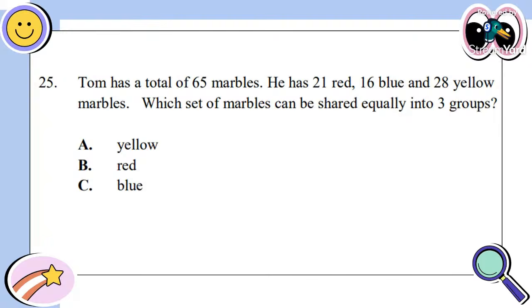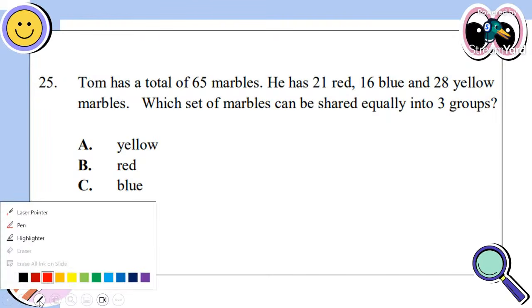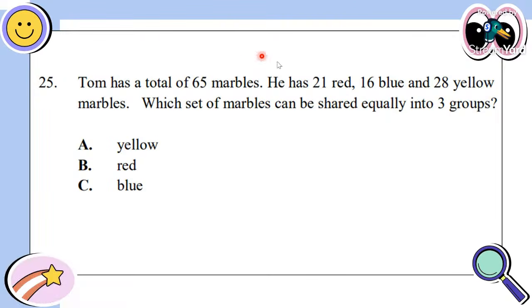Now, this question says, Tom has a total of 65 marbles. He has 21 red, 16 blue, 28 yellow marbles. Which set of marbles can be shared equally into 3 groups? So let us see. Shared equally into 3 groups. Similar to what we just did, we must divide by 3 to see which one can be shared equally into 3 groups.